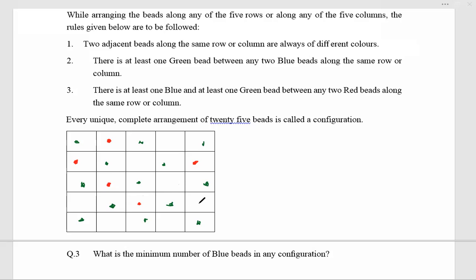If I make it red, then none of these two can be red. No, this one can be red. This one still can be red. So how many left for blue? 1, 2, 3, 4, 5, 6. Interesting solution. Minimum can be 6.